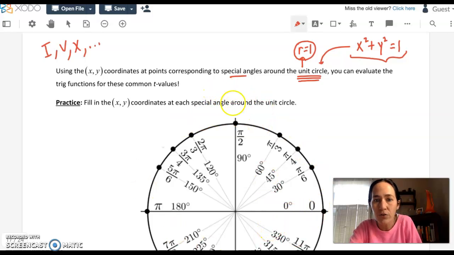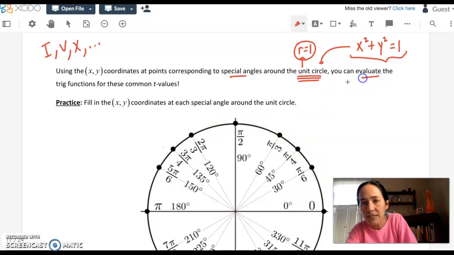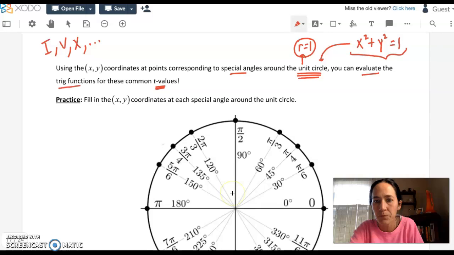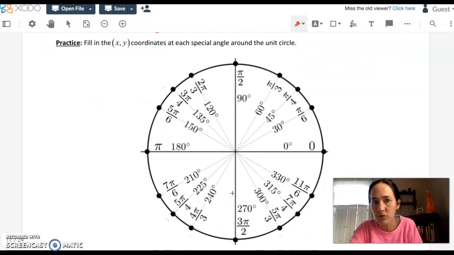It says now, if we can fill out coordinates around the unit circle, we can use them to easily evaluate the trig functions. For these common t values, I'll talk about what t is. t is really just going to be a real number that corresponds to the angle you're falling at around this circle. So let's start with the quadrantals, shall we?